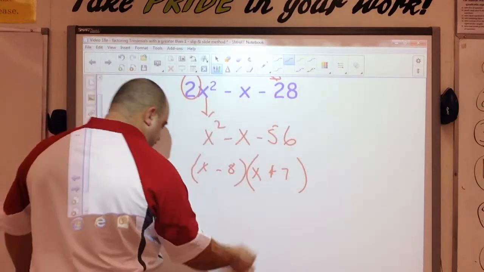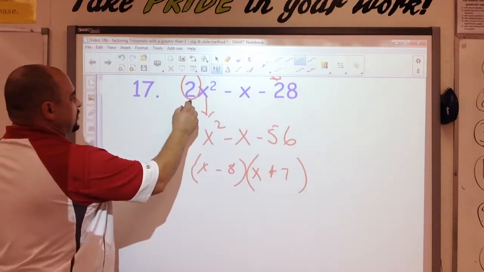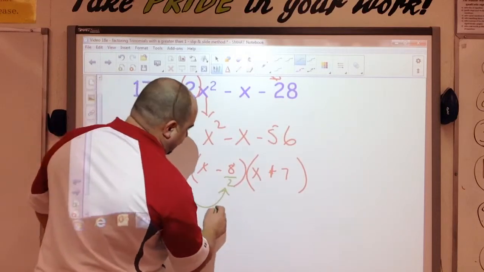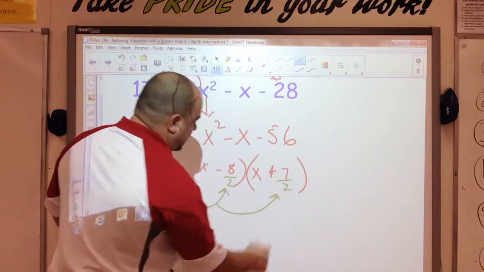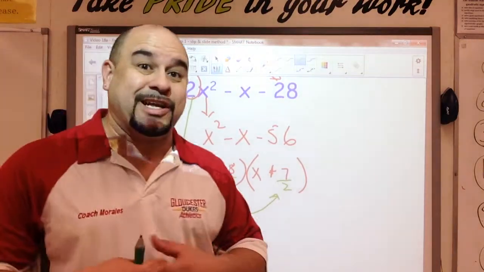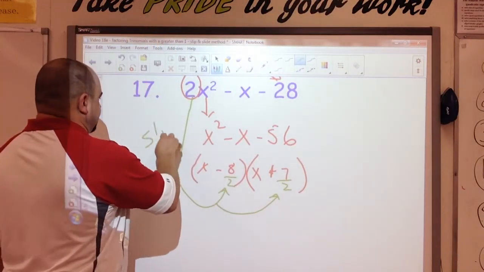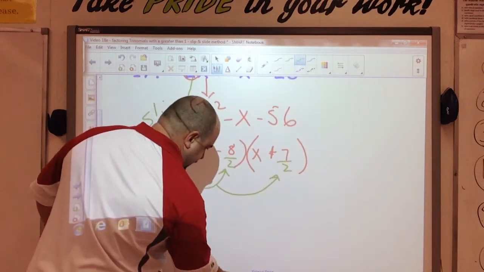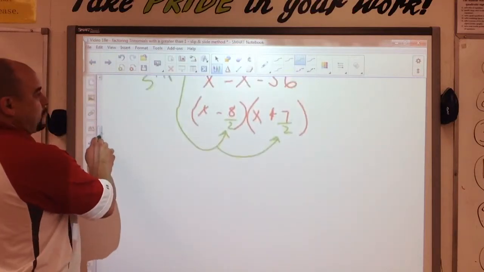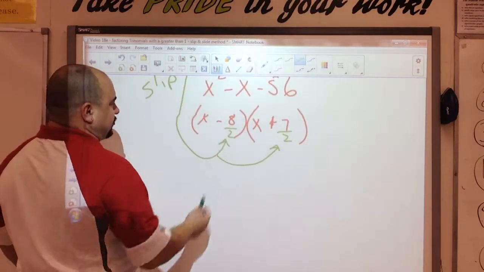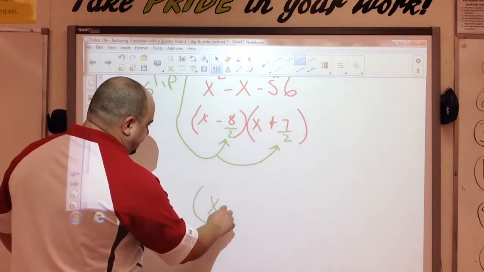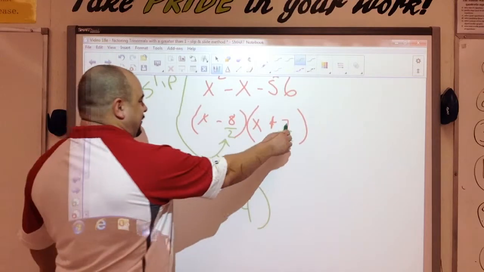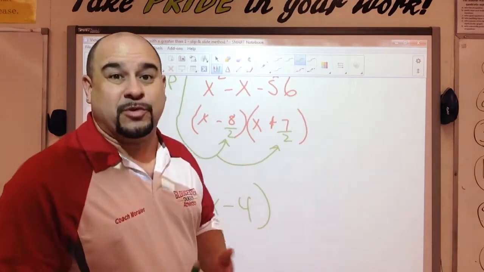Now, what we're going to do is we're going to slip. And this is where the slipping comes in. You're going to take this 2 here, and you're going to slip it underneath both of these. Just like that. So that's where the slip comes in. You're going to slip it down. Now let's simplify this. 8 divided by 2 is 4. So I have x minus 4. There's my first factor.